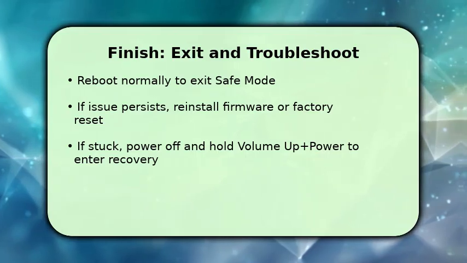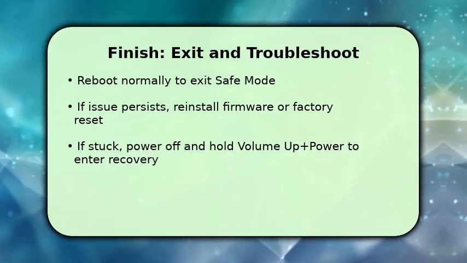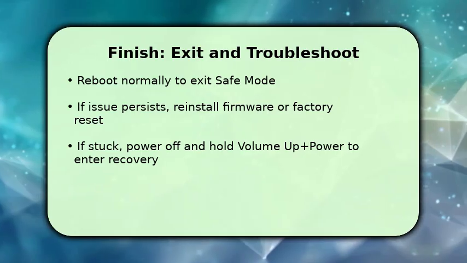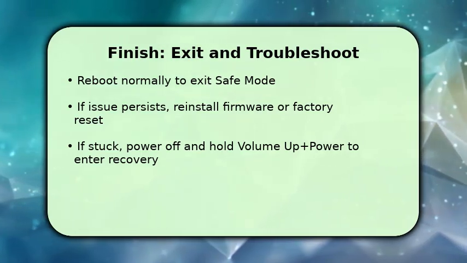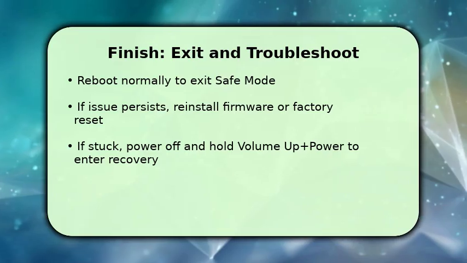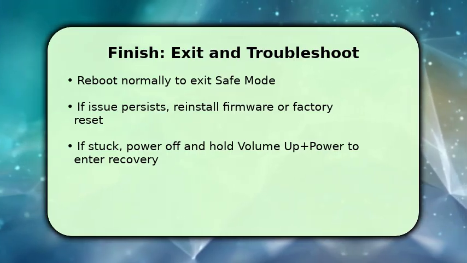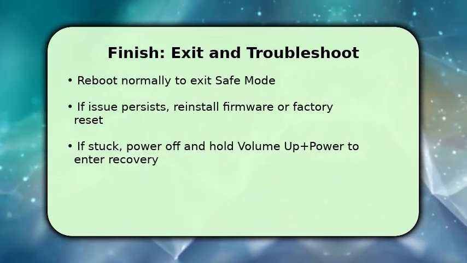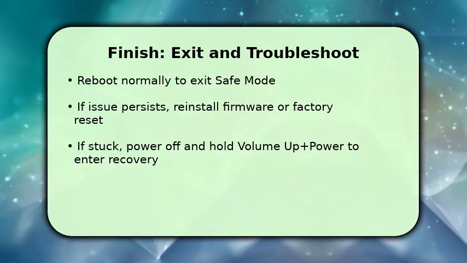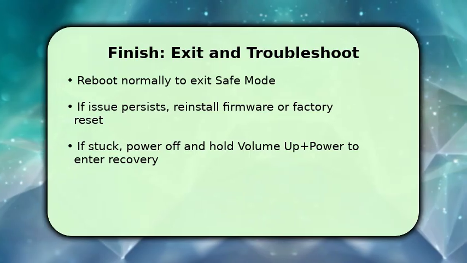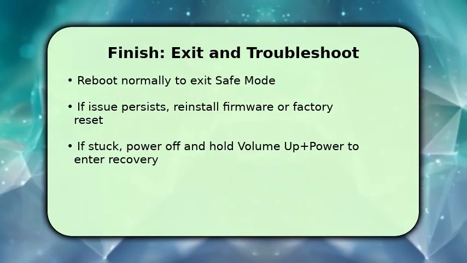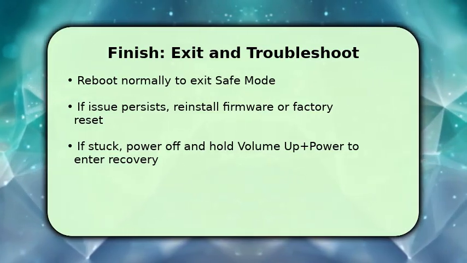If the problem persists after exiting, consider reinstalling the ROM or performing a factory reset, backup data first. If the device won't leave safe mode or is unresponsive, power it off, then hold volume up and power to enter recovery for advanced options. One key troubleshooting tip: if safe mode won't disengage, a failing app or corrupted system cache is likely. Clear cache or remove recent apps before resetting.